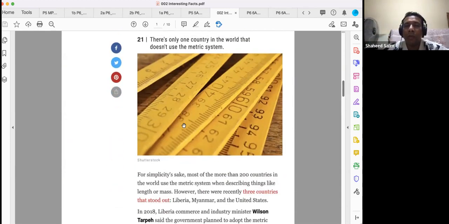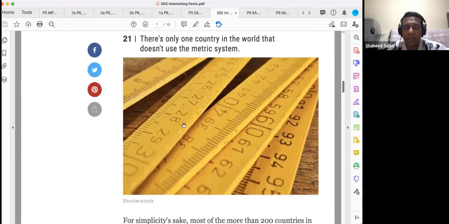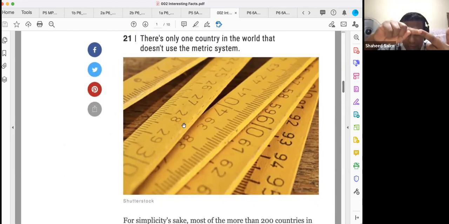So down here, you know what the metric system is? The metric system is kg, cm, meters, what else? Kilometers, and so on and so forth. Only one country in the world doesn't use this. Now, in order for you to find out more about this, I want you to take a look at your ruler.